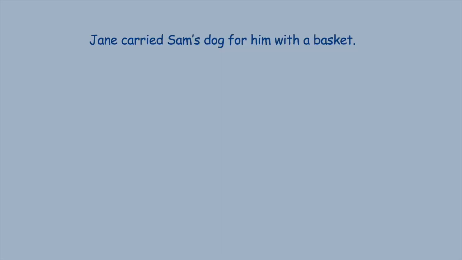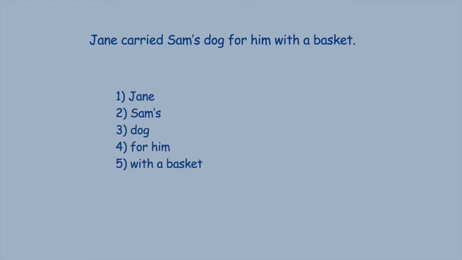Our English sentence is, Jane carried Sam's dog for him with a basket. The first thing we need to do is to identify all noun phrases in this sentence. So there's firstly Jane, secondly Sam's, thirdly dog, fourthly for him, and as the fifth noun phrase with a basket. Now the first noun phrase, Jane, describes the subject, the one acting in our sentence.